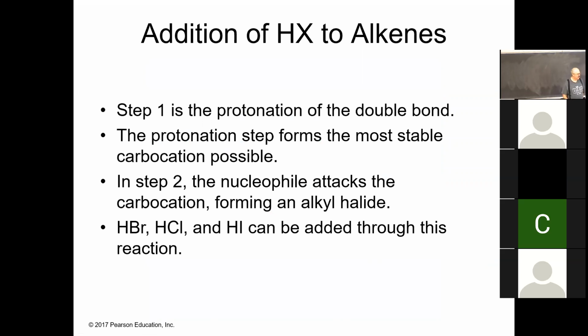Okay, starting off with addition of hydrogen halides to alkenes. Step one is protonation of the double bond. The protonation forms the most stable carbocation. So this is a regioselective reaction if the alkene is unsymmetric. In step 2, the nucleophile attacks the carbocation and forms a new covalent bond. Okay, HX can be HBr, HCl, or HI.